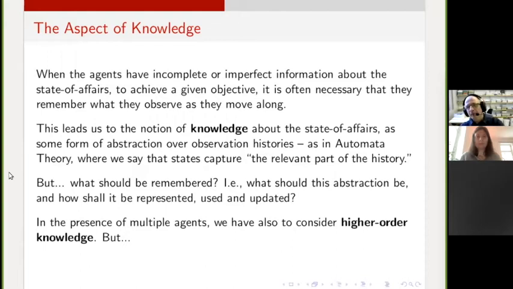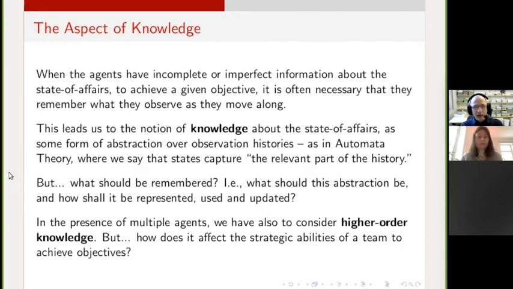Also, when you have multiple agents, a concept arises that is not only, if I'm an agent, what is my knowledge about the state of affairs, but it also might be important for me to compute what other agents might possibly know about the current state of affairs. And with this nesting of me knowing what other agents know about yet still other agents, or what I know about the current state of affairs, this nested knowledge is usually called higher order knowledge. And then for us, it's an extremely interesting question: how does it affect things? Knowing more, and nesting deeper this knowledge about the state of affairs, how does it increase our abilities to achieve objectives?